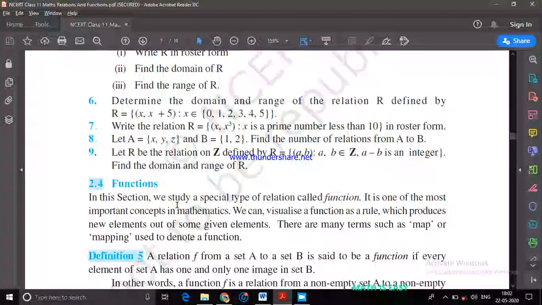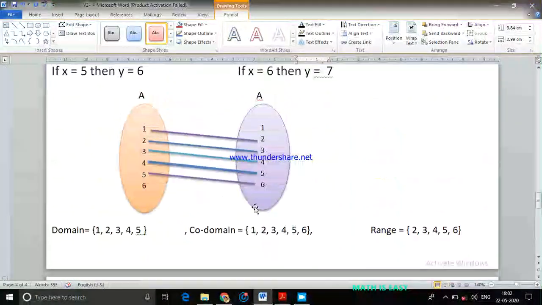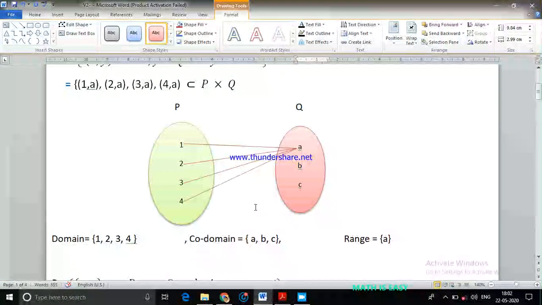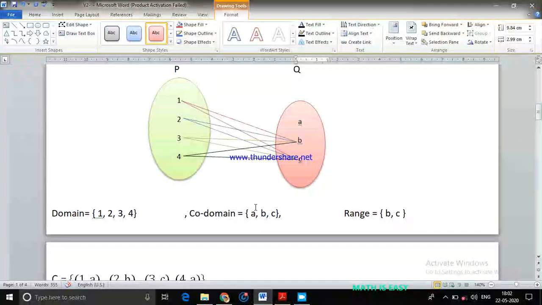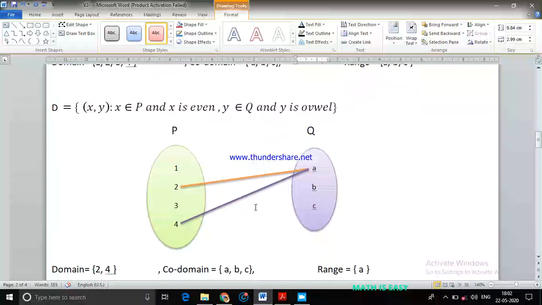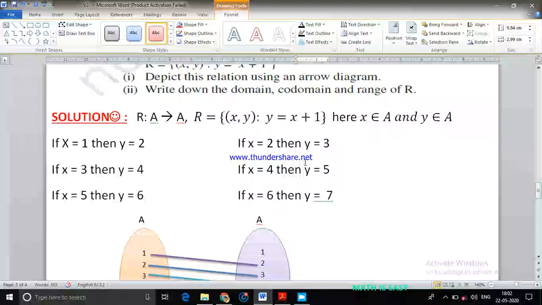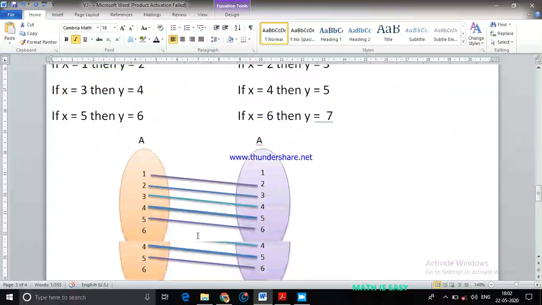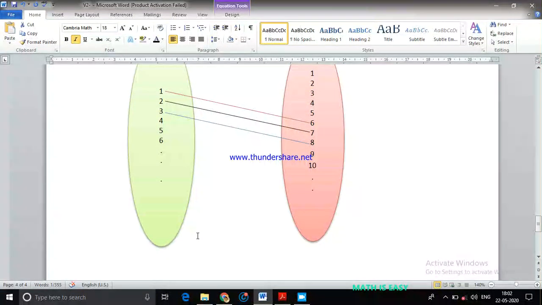Then the next topic we have is function. The main thing you have to understand from this class is how the numbers are mapping. Observe the diagrams carefully: what type of mappings we have done, and what is domain, what is codomain, what is range. These definitions have to be clear. If the relation is given, then you should know how to get the elements of domain, codomain, and range. Then in the next class we will see the definitions of function.